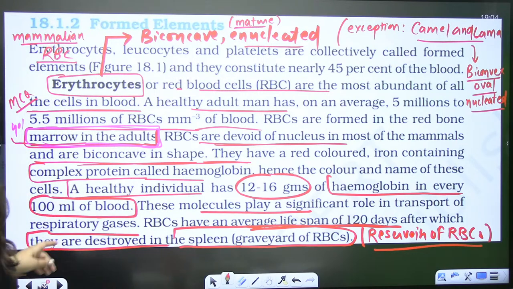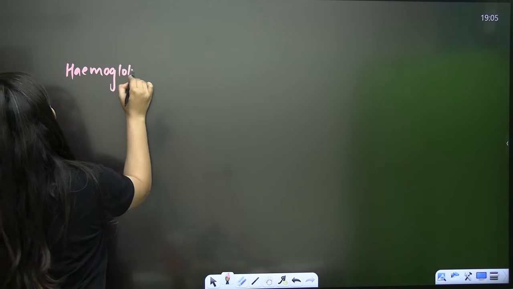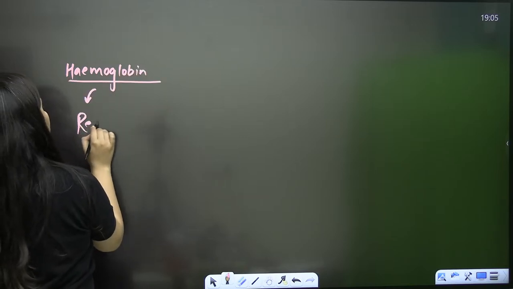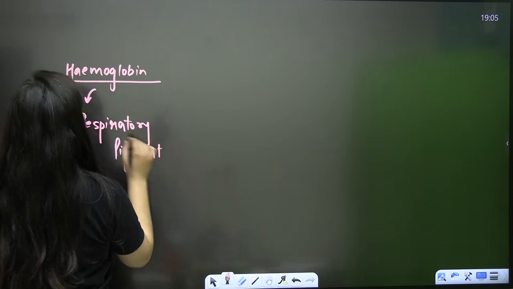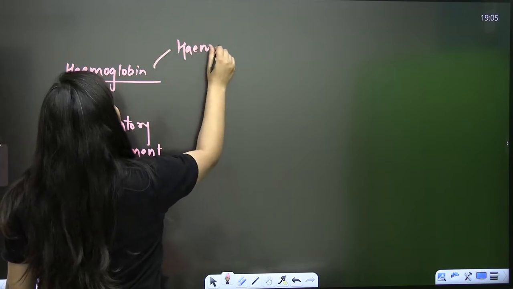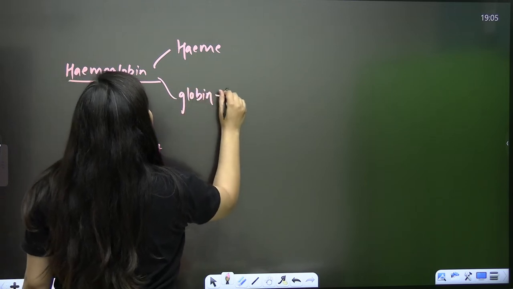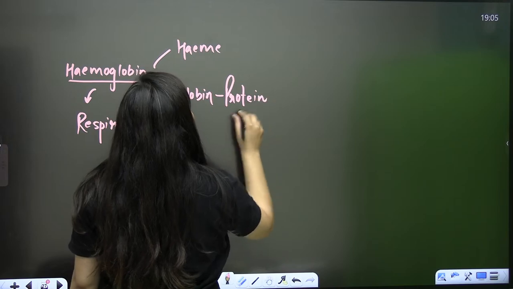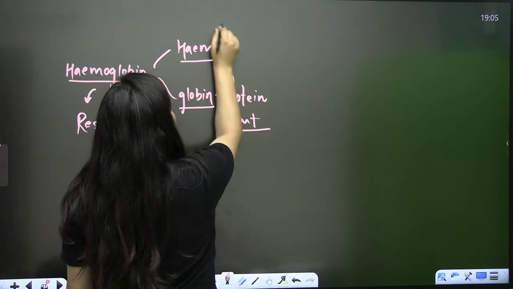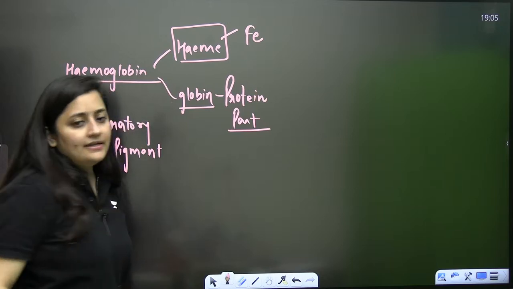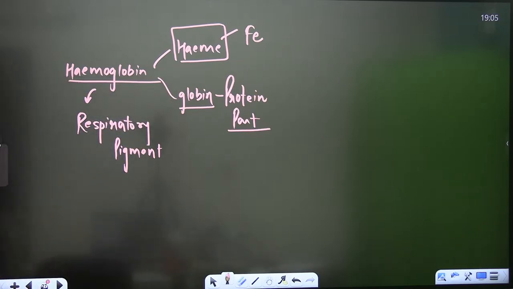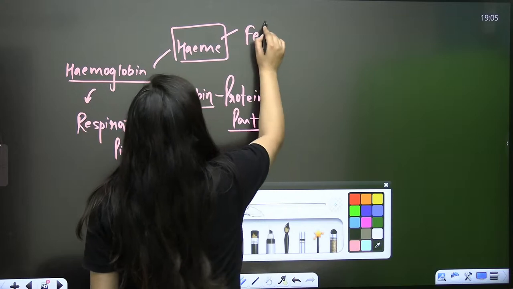So this is about the RBCs. Now when you talk about hemoglobin, let's not miss this part; let's revise it quickly. Hemoglobin is the respiratory pigment. It has heme and globin. Globin is the protein part, and heme is the pigment. The central metal ion is iron, that is Fe. Iron is present in the hemoglobin in the Fe2 plus form.